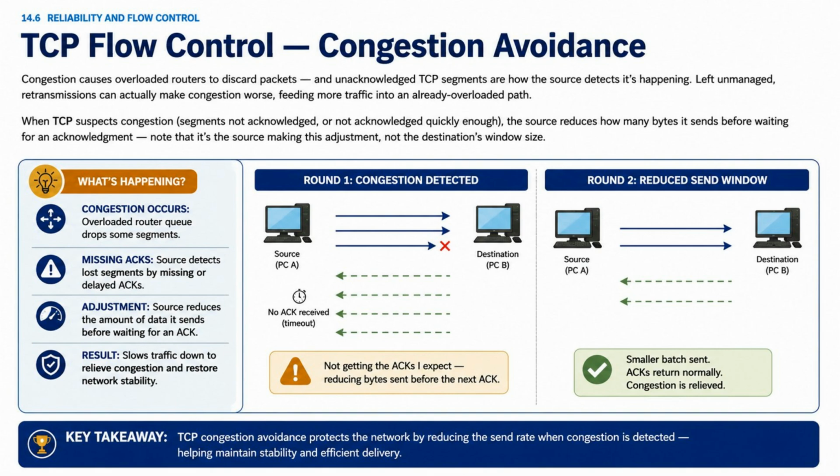Congestion causes overloaded routers to drop packets, and unacknowledged segments are how the source detects this is happening. Left unmanaged, retransmissions can actually make congestion worse by adding more traffic to an already overloaded path. When TCP suspects congestion, the source reduces how many bytes it sends before waiting for an ACK. Important that it's the source adjusting itself, not the destination's window size changing.